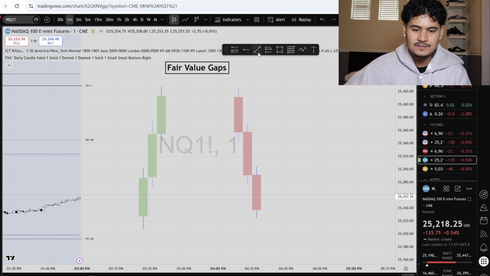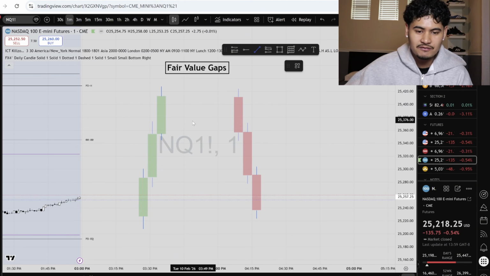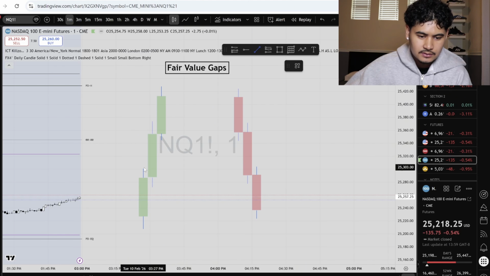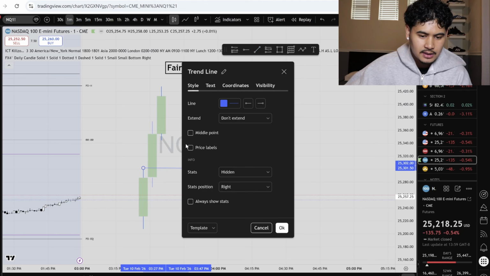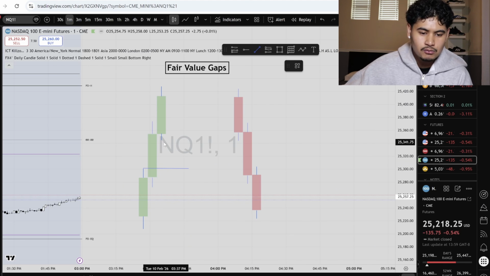A fair value gap is found by marking out the first top wick for bullish fair value gaps. The first top wick right here that I have marked out. Mark out that high on the first candle with the wick. Then you want to mark out the bottom wick of the third candle right here. So that is essentially our fair value gap. That is how you mark them out.